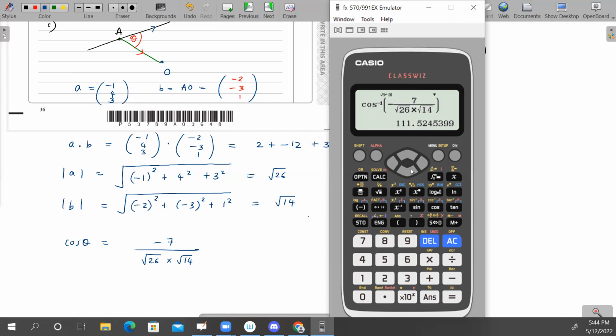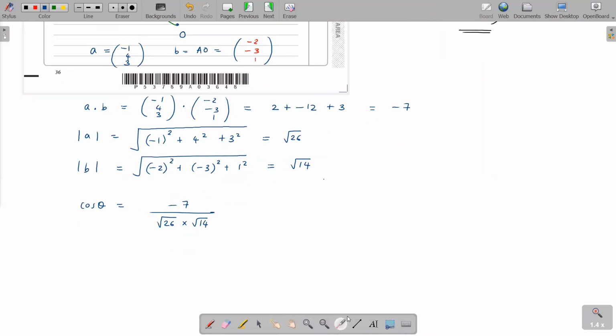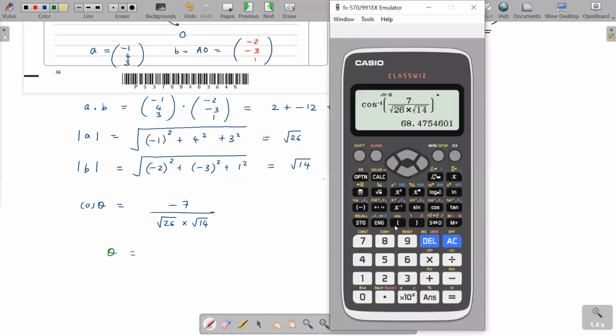Or else you could have done it in this manner. You could have put cos inverse without the negative sign. This negative sign, we could remove it and give cos inverse 7 over root 26 into root 14, and you immediately get the acute answer. Can you see? So actually it doesn't matter. All you have to do is, if they specifically want the acute angle, you should realize that the cos ratio has to be positive. Otherwise you could get the obtuse answer and then subtract it from 180. Okay, so it's entirely up to you how you use this.